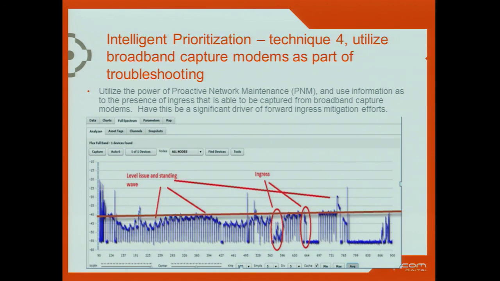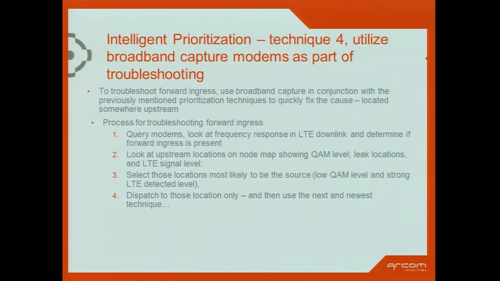Now you can do the prioritization of the other features that we talked about, of the few leaks that are remaining. Now you look, do they have a high QAM signal, or do they have a low LTE? Because if it's a very low LTE level, then it's not going to do anything. So you're able to prioritize further. So basically what that chart has said is that you query the modems and look at the frequency response of the downlink. Is there forward ingress? You look at the upstream locations of the node map showing the variables we talked about. Then you select those locations most likely to be the source and dispatch a technician to fix it.